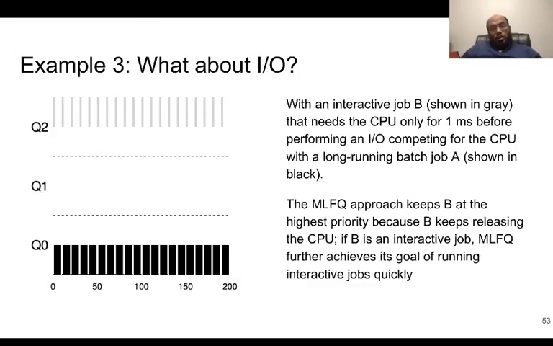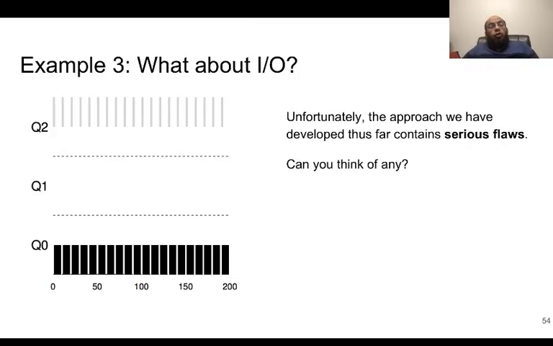And, well, now the MLFQ approach that we thought of, the first one, will keep B at the highest priority because B keeps releasing the CPU. It never exhausts its CPU quota. And unfortunately, this approach has some major flaws. Can you think of one?